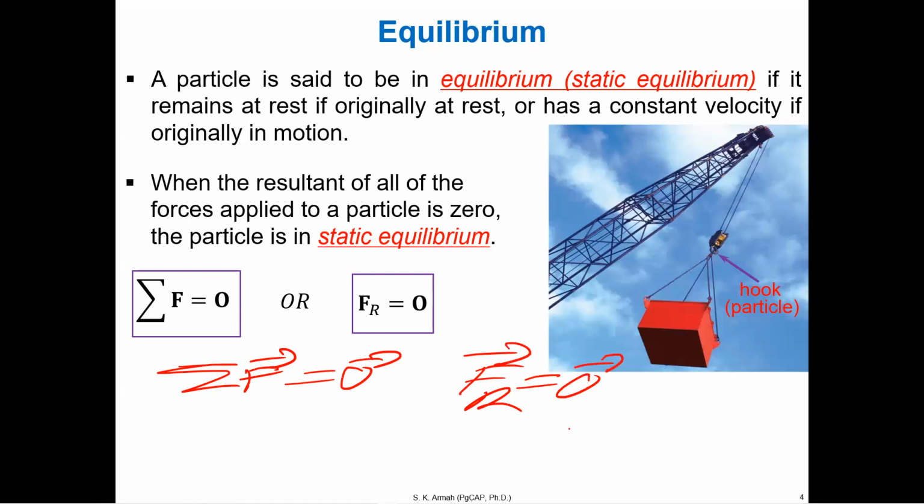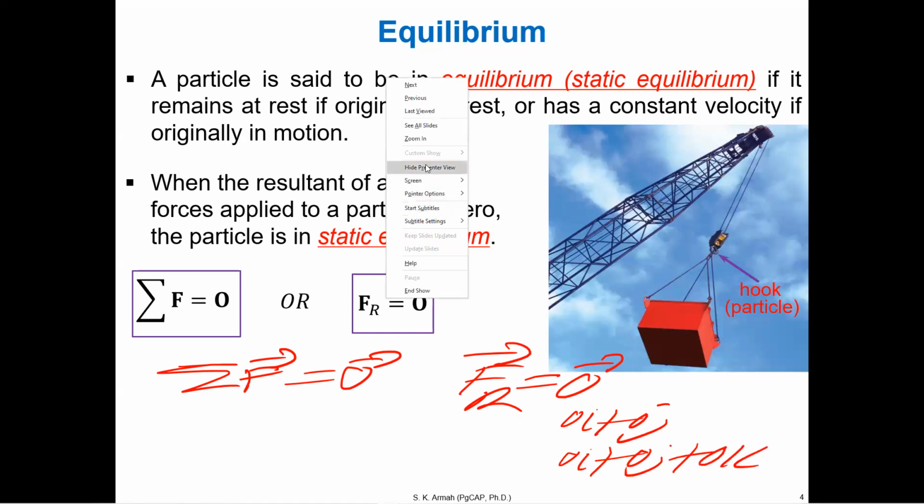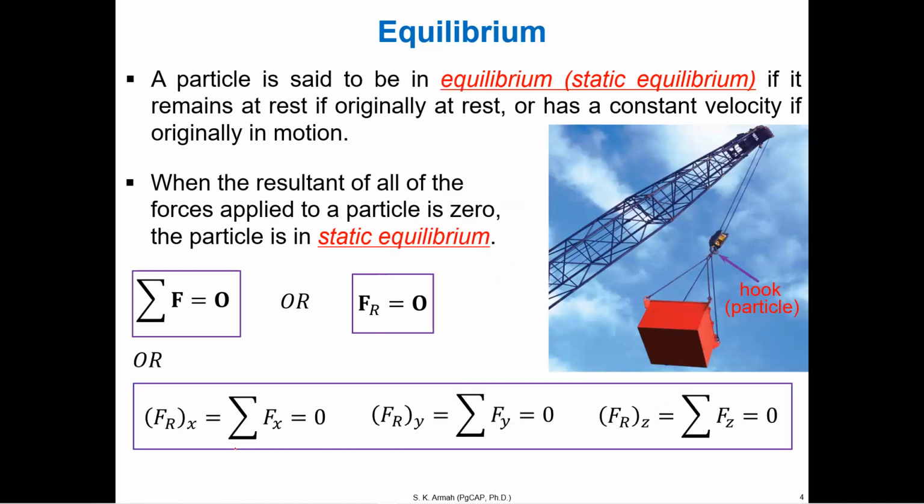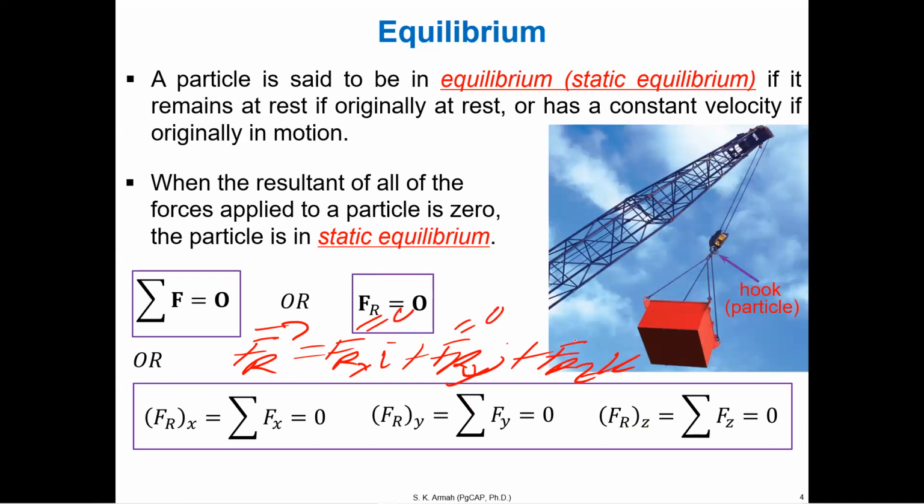In 2D, this is like 0i plus 0j. In 3D, there's 0i plus 0j plus 0k. So vectorially, we can break this one into scalar, and that's what normally you guys used to say. We can break this into scalar because the resultant can be written as a vector: FR in the x i, FR in the y j, FR in the z k. And if the particle is in equilibrium, then these components all have to be zero.